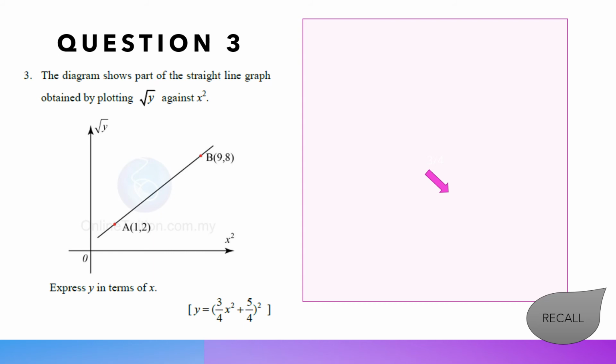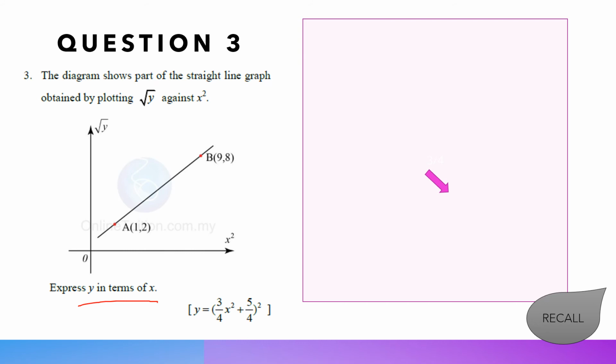Equation 3. The diagram shows part of the straight line graph obtained by plotting third y against x squared. So basically this equation is the same as equation 2, just a little bit changed, because the equation asks you to express y in terms of x.